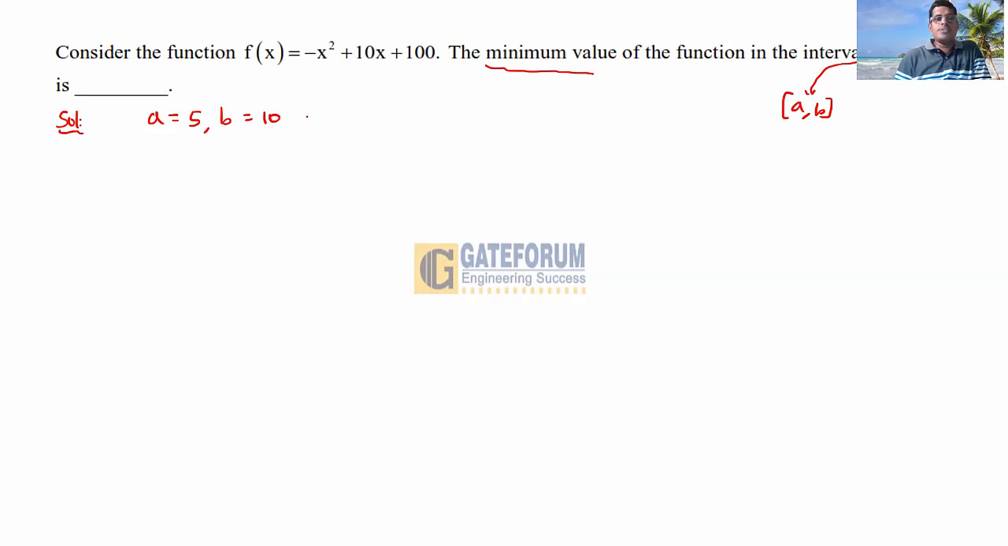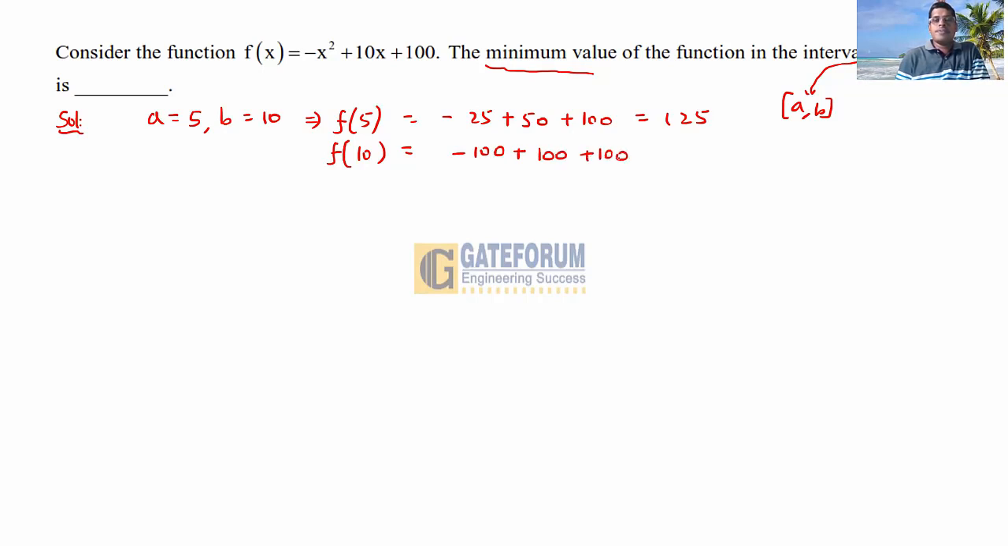So first find f of a, that is f of 5: minus 25, x is equal to 5, 10 into 5, 50, plus 100. So this simplifies to 125. Next f of b, that is f of 10: minus 10 square, minus 100, 10 into 10, 100, plus 100. So this simplifies to 100.